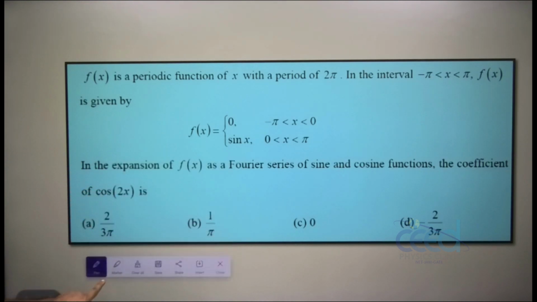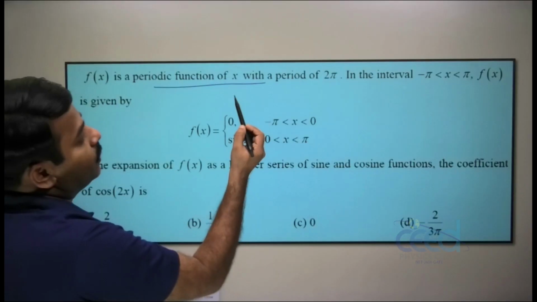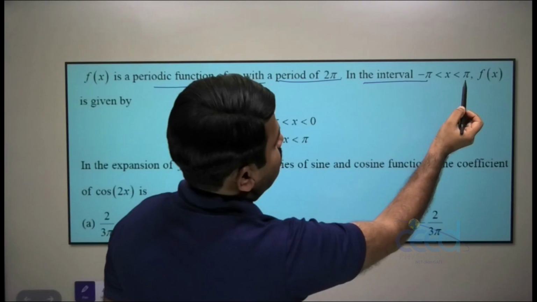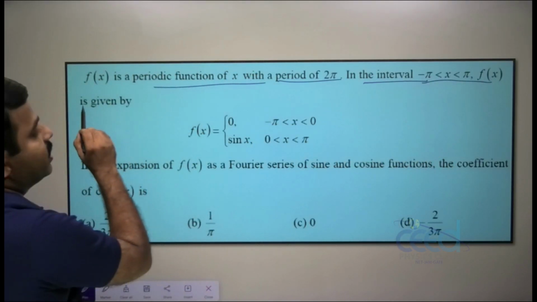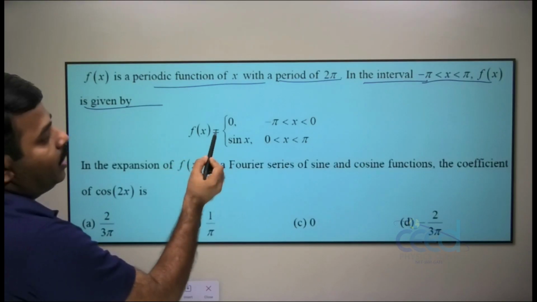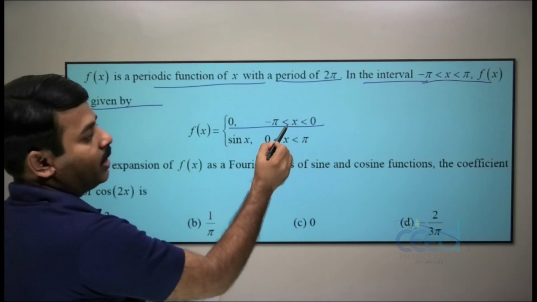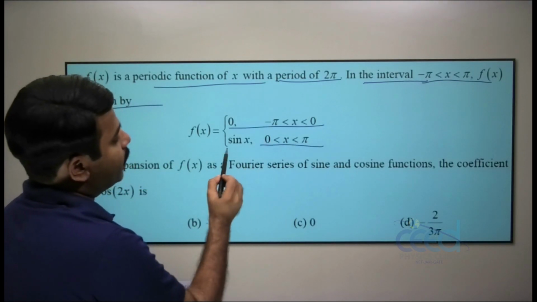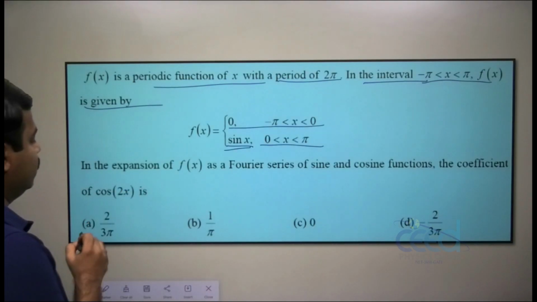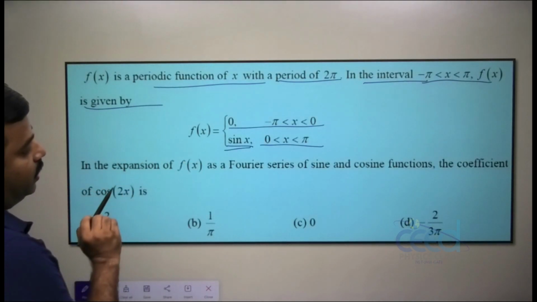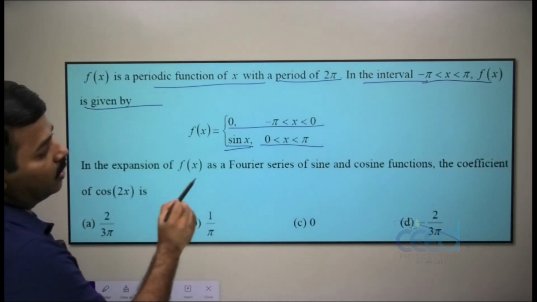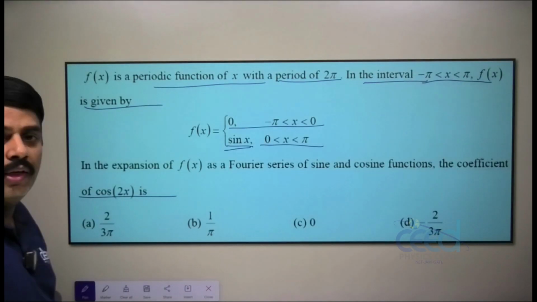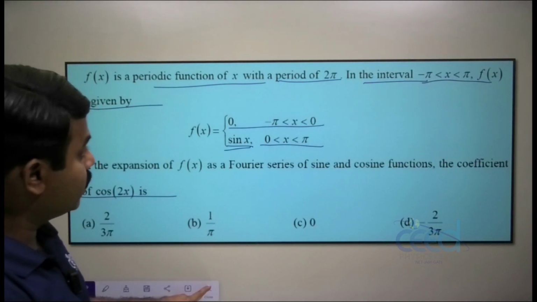f of x is a periodic function of x with the period of 2 pi in the interval minus pi less than x less than pi, right? f of x is given by 0 if minus pi less than x less than 0, in this interval the function value is 0, and from 0 to pi the function value is sin x. In the expansion of this function using Fourier series, what is the coefficient of cos 2x?